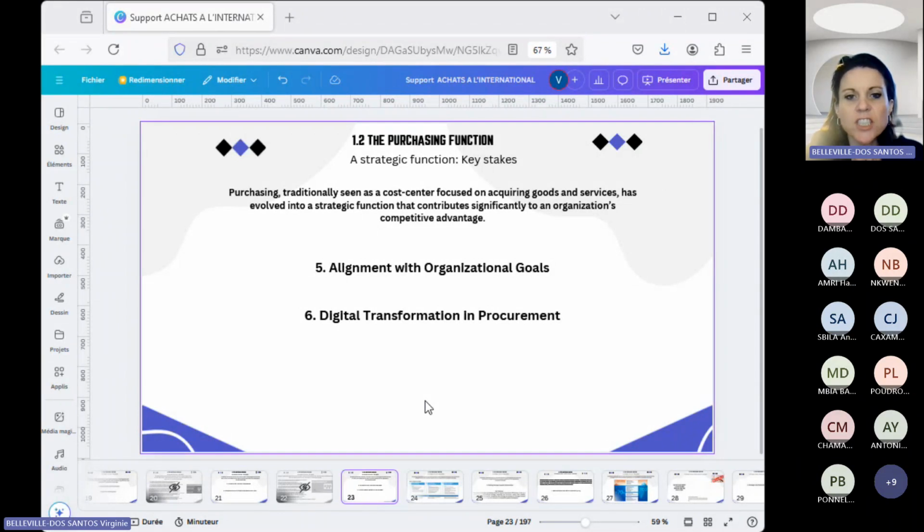The point 6 is digital transformation in procurement. Here we speak about data-driven decisions, utilizing procurement software, AI, and analytics to make informed decisions on supplier selection, cost forecasting, and demand planning. And as well, we talk about automation, streamlining repetitive tasks such as invoice processing and order tracking to focus on strategic priorities.